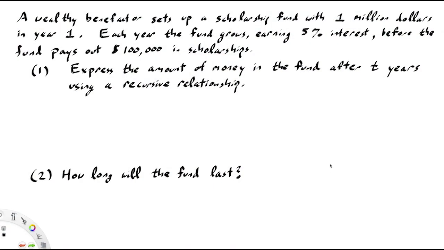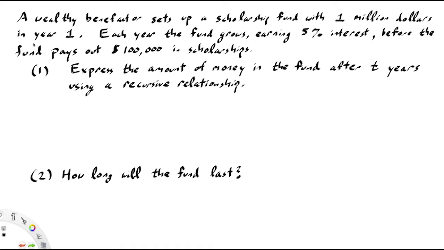So the first problem I'd like to look at today is a problem that's related to some problems that you've seen before with concentrations of drugs in the bloodstream or catfish in a pond. It's a problem involving a relationship over time where something both grows in a proportional way and shrinks in a sort of absolute way. So the way that I've set this up is that we imagine that a wealthy benefactor is setting up a scholarship fund, as they do, and this wealthy benefactor decides to give $1 million in year number one for this fund.